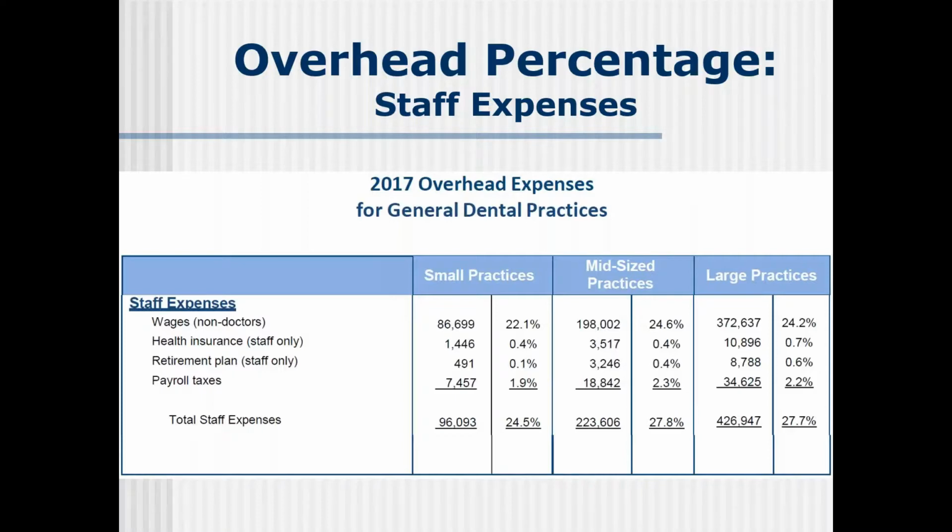The reason that the smaller practices are less is that with a smaller practice, the owner can actually do more of the admin-type work, that in the larger practices, they need to get other staff people to do. So smaller practices actually pay a little bit less for their staff expenses than the larger practices. And as I mentioned in the range before, they run between 22 and 28%, but the larger practices are closer to the high end of that range.